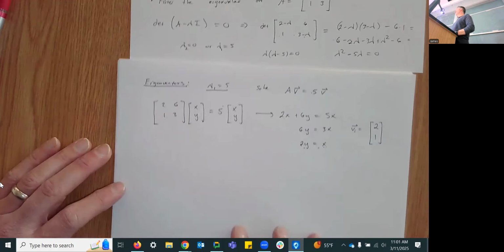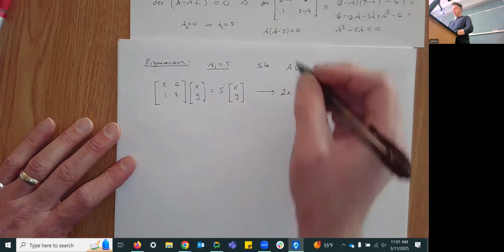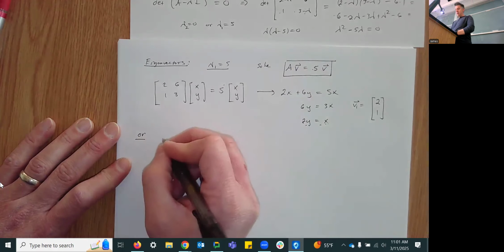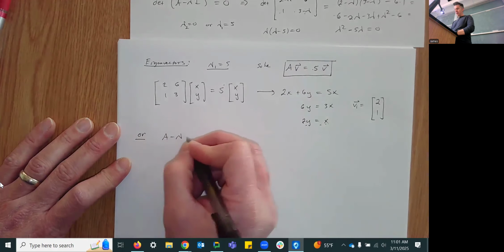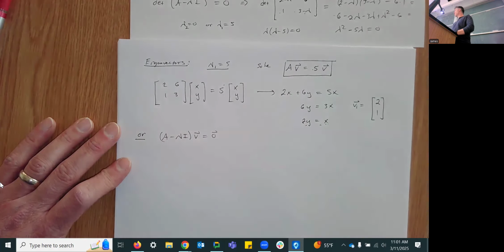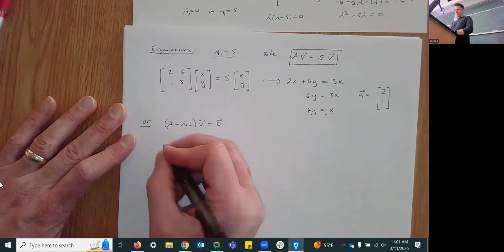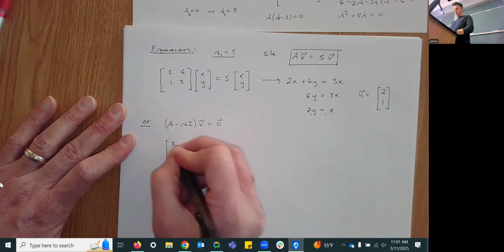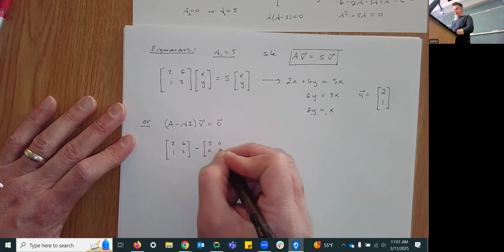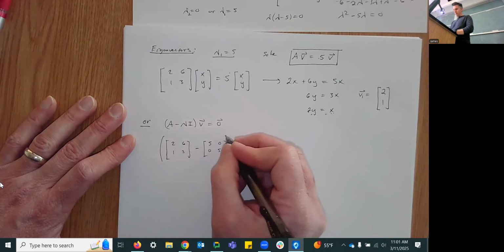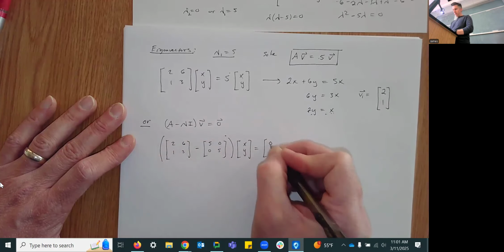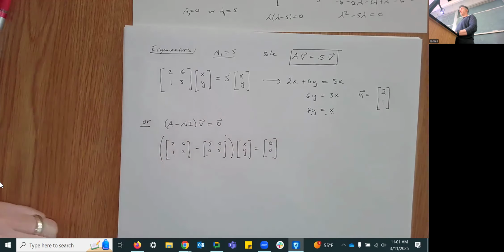Here's a different way people like to solve this. Instead of solving A times v equals lambda times v, other people like to solve A minus lambda I times v equals 0. In this case, that would look like 2, 6, 1, 3 minus 5, 0, 0, 5 times the vector we're looking for, equal to the 0 vector.